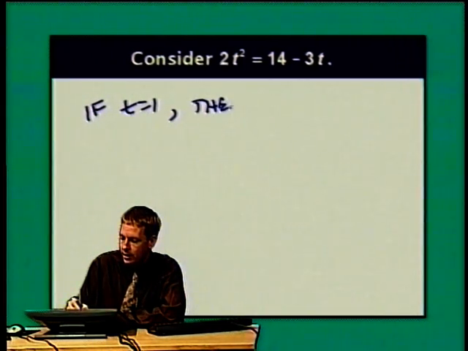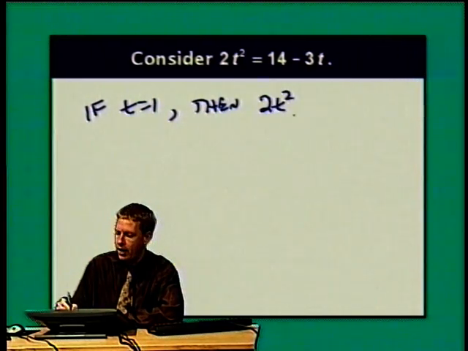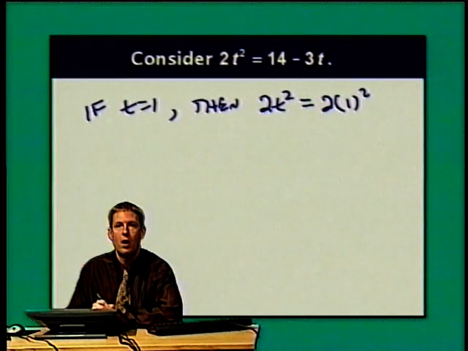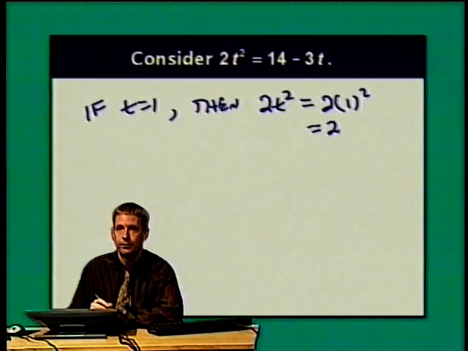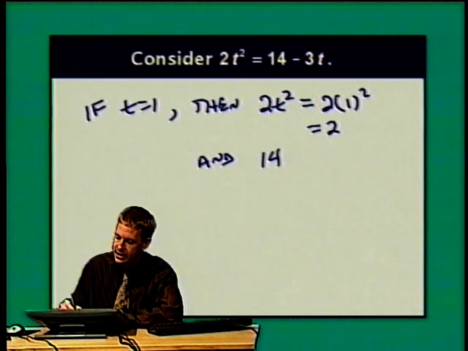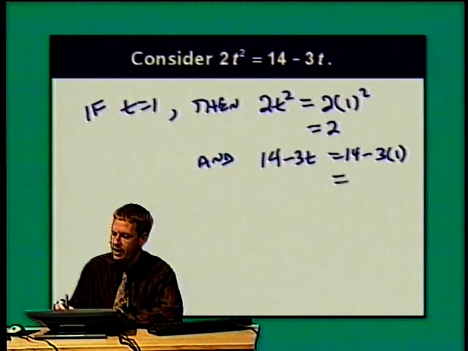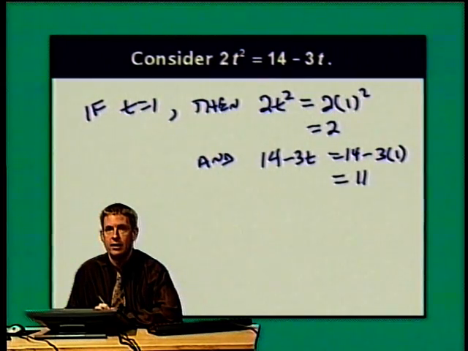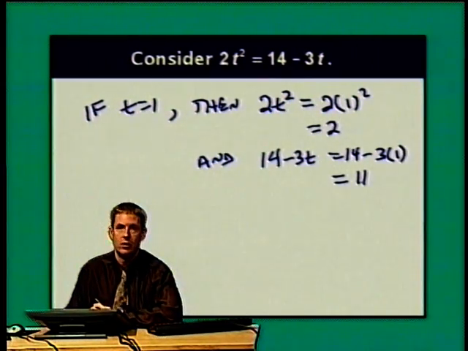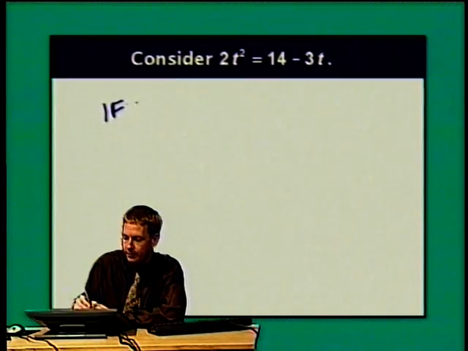If t is 1, then the expression on the left side of the equal sign, 2 times t squared, becomes 2 times 1 squared. 1 squared is 1. 1 times 2 is 2. And the expression on the right side of the equal sign, which is 14 minus 3t, becomes 14 minus 3 times 1. 3 times 1 is 3. Take that from 14, you end up with 11. 11 does not equal 2, so a t value of 1 is not a solution. What if t is 2?